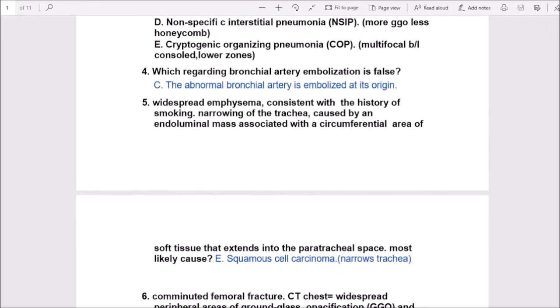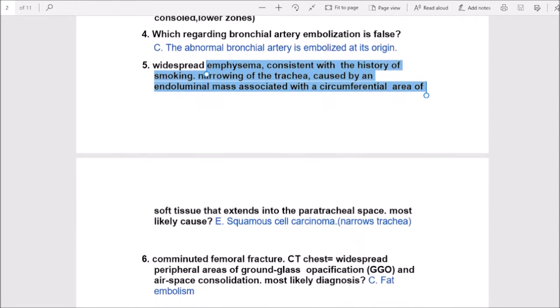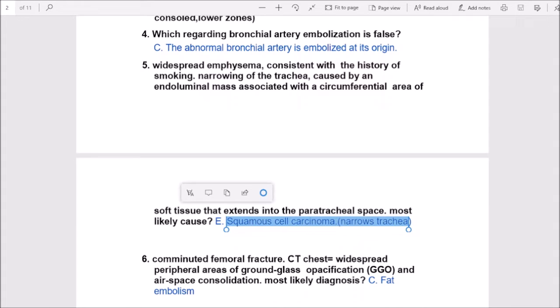Question number 5, widespread emphysema consistent with the history of smoking. Narrowing of trachea caused by an intraluminal mass associated with circumferential area of soft tissue that extends into the mediastinal space, most likely causes squamous cell carcinoma. The narrow trachea is caused by squamous cell carcinoma, most likely. So then he has a history of smoking. Narrowing of trachea is most likely squamous cell carcinoma.